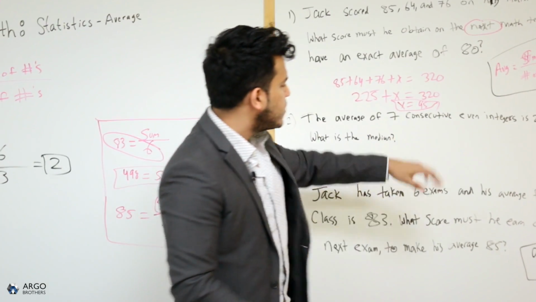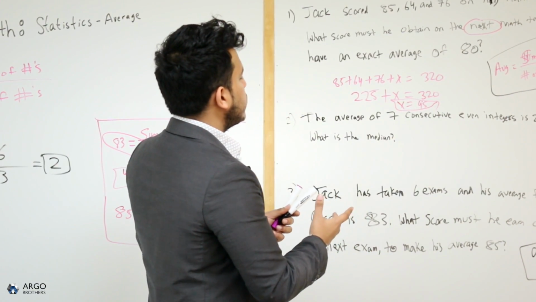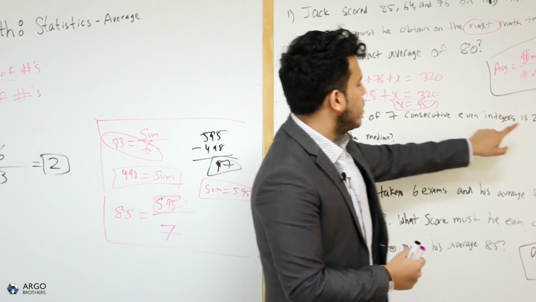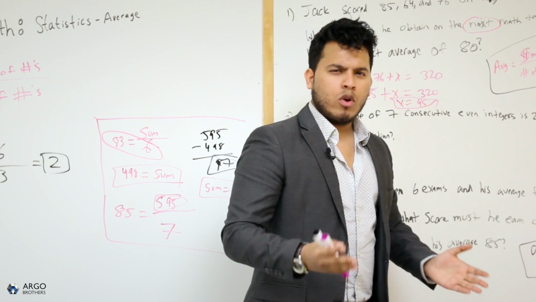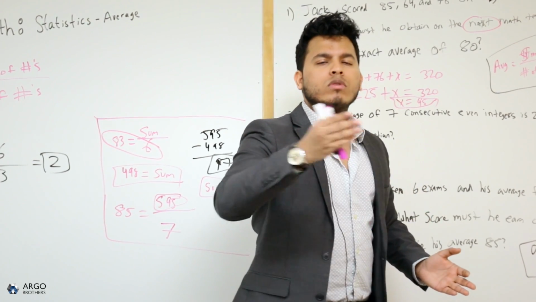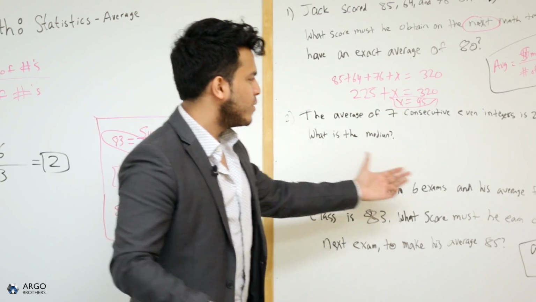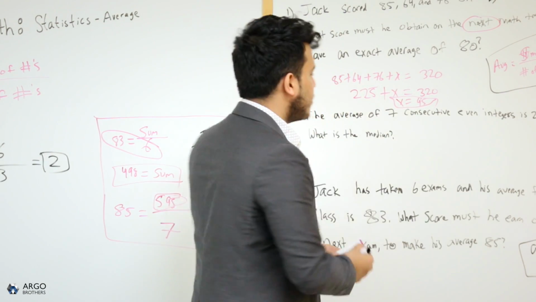The average of 7 consecutive even integers is 20. Very easy. They're telling you that the average is 20. Well, hold on. I know my rule: average is equal to the median. What is the median? Well, it's still 20. So the answer for this question is 20.